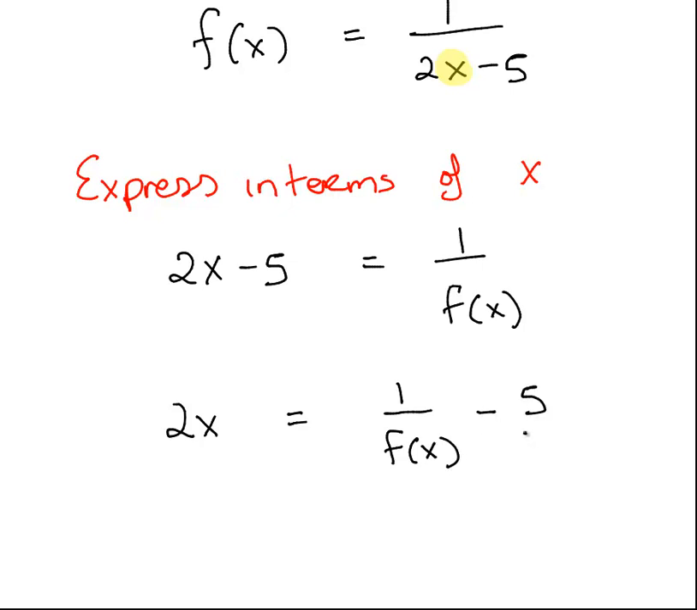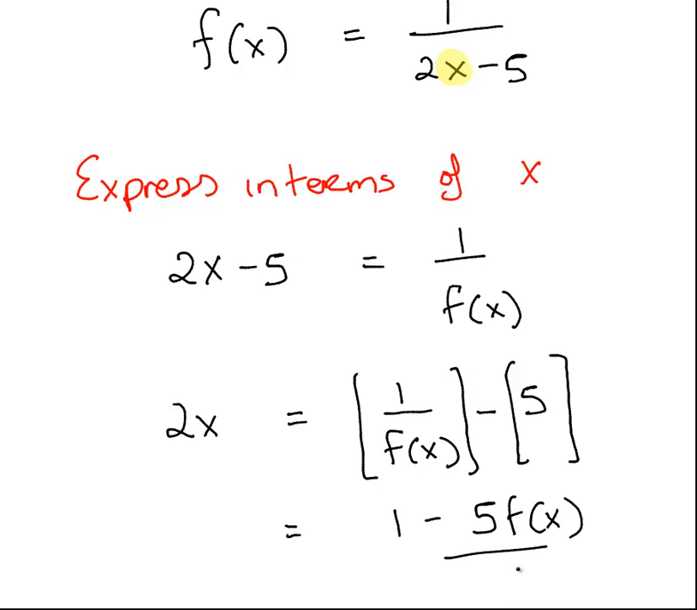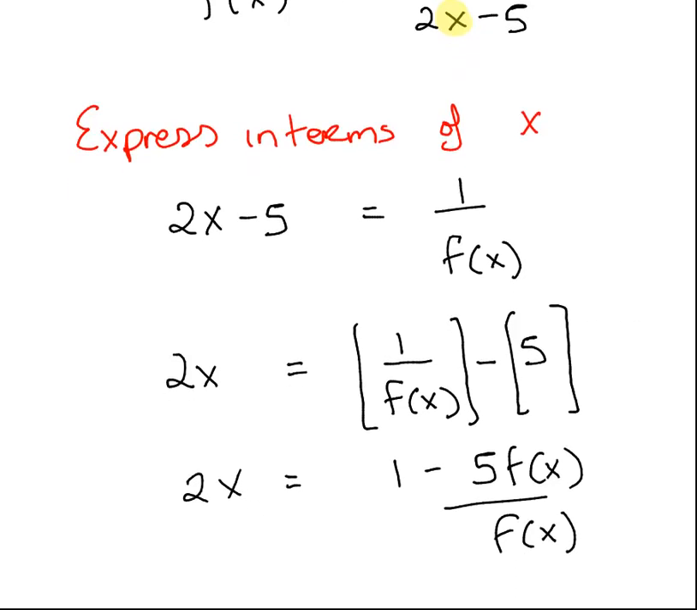Okay, now this is one expression here, and just to make life easy, I'm going to simplify it as 1 minus 5 f of x over f of x. That's just to combine it into one expression there. Okay, so that is equal to 2x.